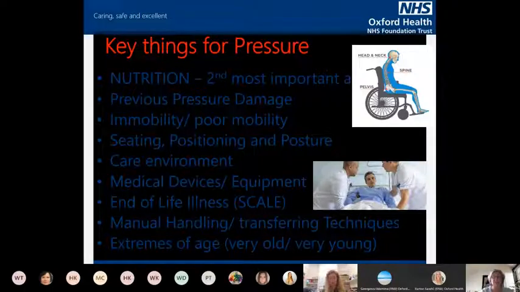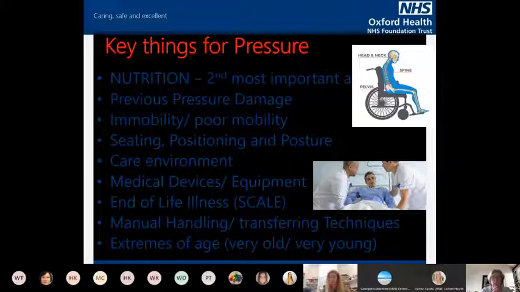So other things you need to know: previous pressure damage puts you at higher risk of that. So a history of that would be a warning bell in your mind. Mobility, immobility or poor mobility, how they mobilise. Seating, posture, positioning and posture, absolutely massive. It wasn't until I joined the team and I had to work with Sarah Warner, which sounds like a bad thing, but it wasn't. It was a rather marvellous thing. And she's so focused on posture and the impact that it has on your risks of pressure damage that I've learnt loads.